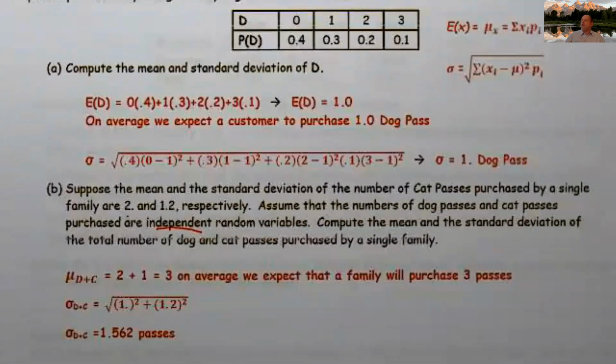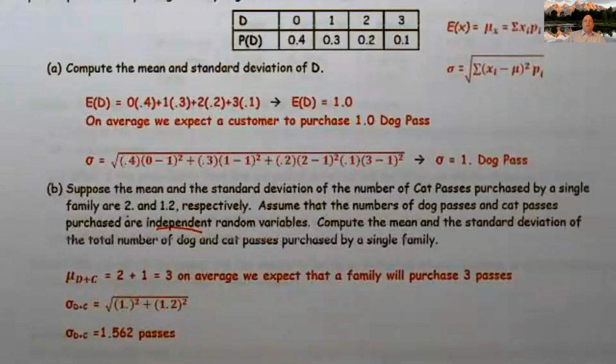So here we have 2. Here I have 2 random variables, and we're going to combine them. Well, that's not a problem with means or medians. We can combine them under any circumstances, and we get to follow the normal rules of mathematics. So we just add them. So here's my cats plus my dog equals 3. On average, we expect the family will purchase 3 passes for the dogs and cats.